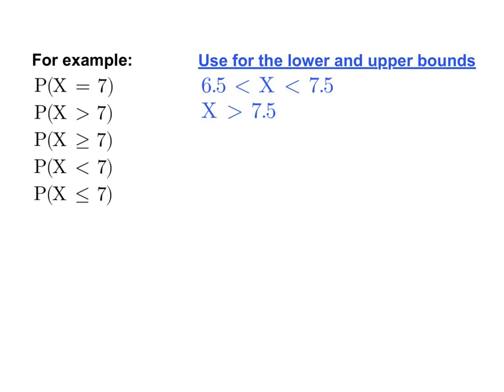Since 7 is not included, I'm going to end up with 7.5 as my lower boundary and positive infinity, 1 times 10 to the 99th, as my upper boundary, since it's greater than. Now, for the next one, is 7 included? Yes, it is. So instead of going above, where 7 is excluded, we go down by 0.5. Then everything greater than 6.5 does include 7. We do want 7 to be part of the interval, so we back it off by a tick. Does that make sense?